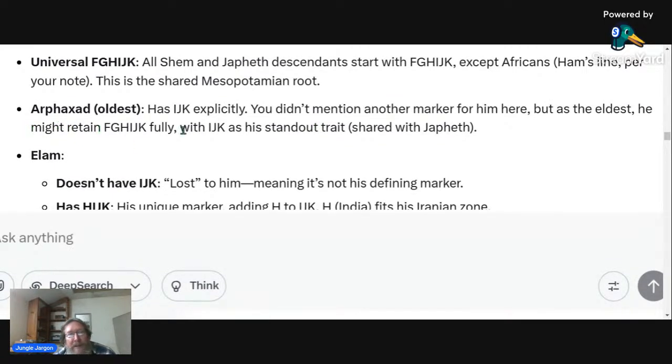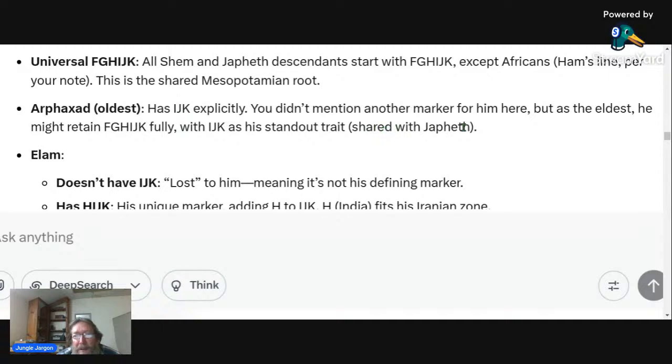"Arpachshad, the oldest, IJK explicitly." Well, Arpachshad is actually IJ. K is Japheth. But they share a marker. So Arpachshad shares this marker with Japheth. Arpachshad has his own marker. It's called the IJ marker that nobody else has. But this IJK marker is another marker, not to be confused with the IJ marker, but another marker that he shares with his uncle Japheth.